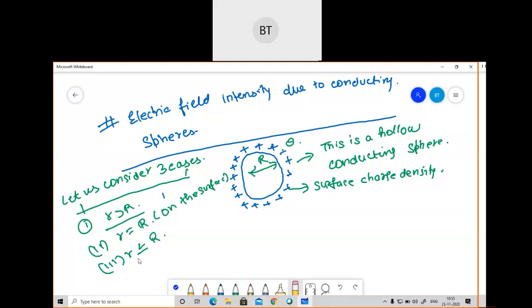So let us remove this. This will be only less than R, and this will be inside the surface.